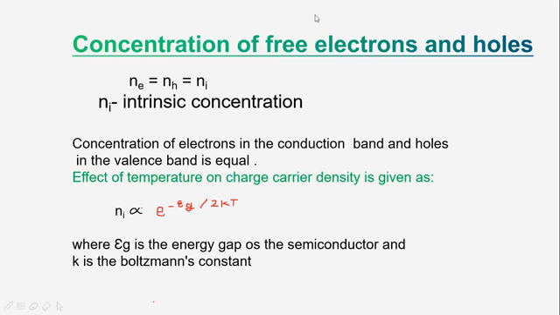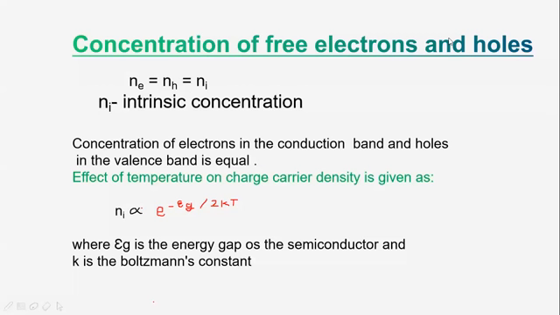It is given as Ne = Nh = Ni. That is, the number of free electrons and the number of holes is equal to the intrinsic concentration of the semiconductor. We have the same number of holes and electrons in the intrinsic semiconductor. The concentration of electrons in the conduction band and holes in the valence band is equal.